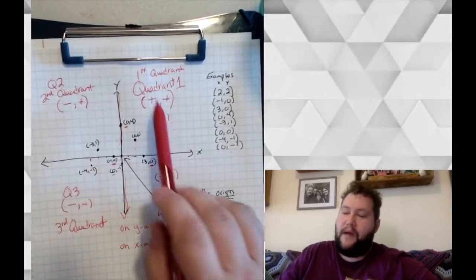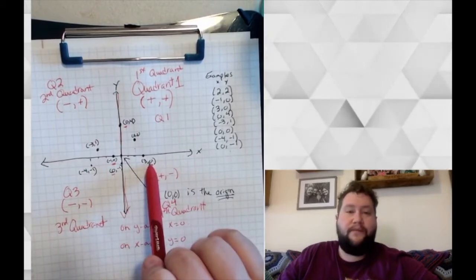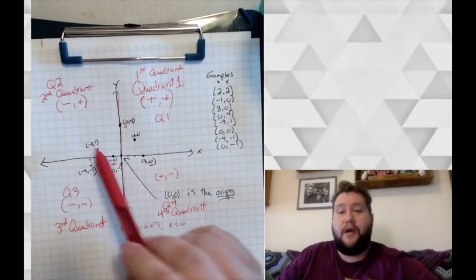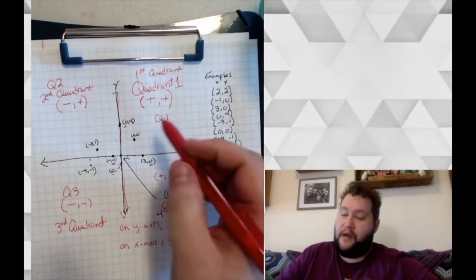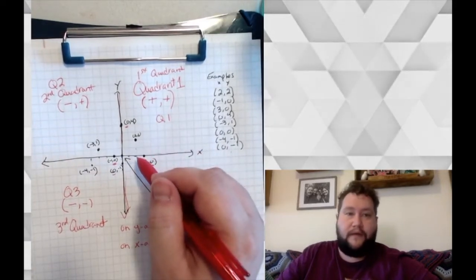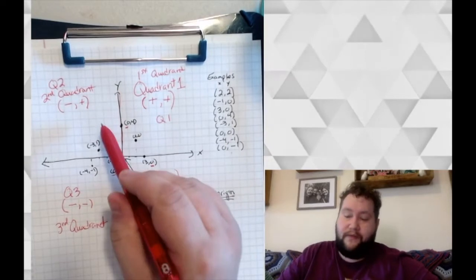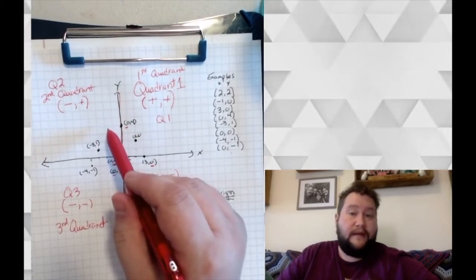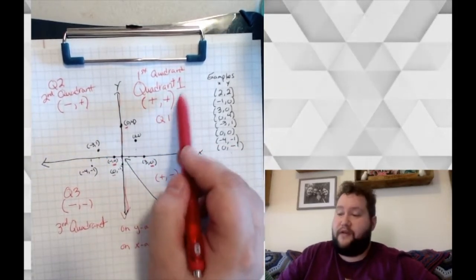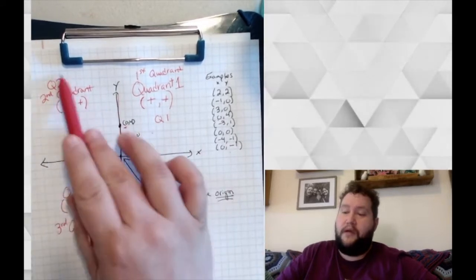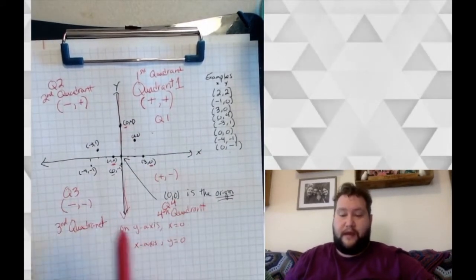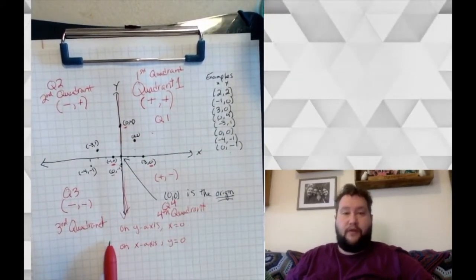And again, you're like, well, why did I go 1, 2, 3, 4? Convention is that we number our quadrants counterclockwise or anti-clockwise. So there's no reason that it couldn't have gone the other way, other than it doesn't. And by convention, mathematicians call this quadrant 1, quadrant 2, quadrant 3, and quadrant 4.